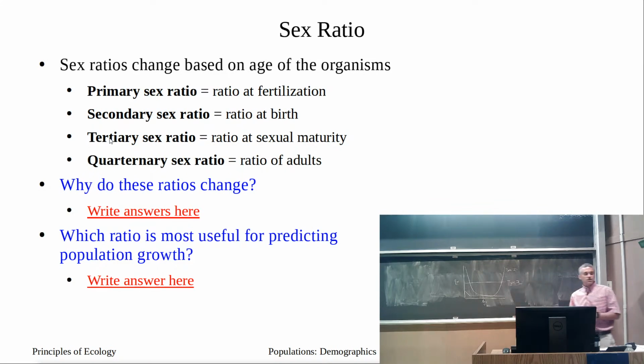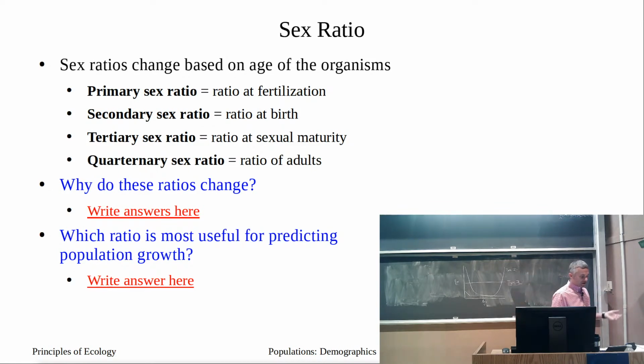So secondary ratios are at birth, and then from that time until we hit reproductive maturity, we have the possibility that our sex ratios can change. So we can report on the tertiary sex ratio, and that's right at sexual maturity. And then the quaternary sex ratio is a ratio in our adults. So these are basically all of the reproducing and non-reproducing adults that are in our population.